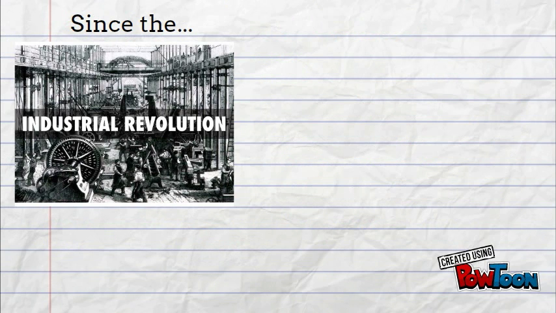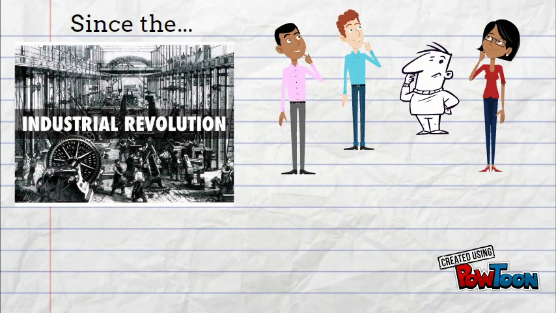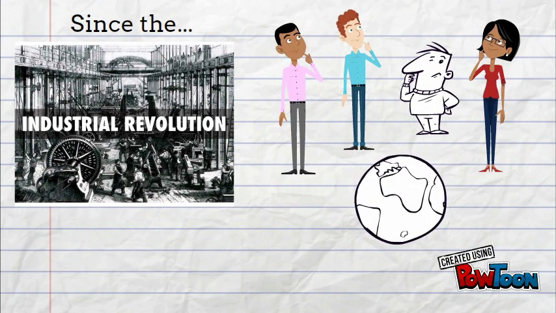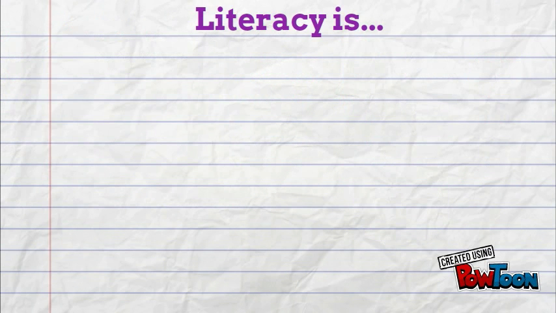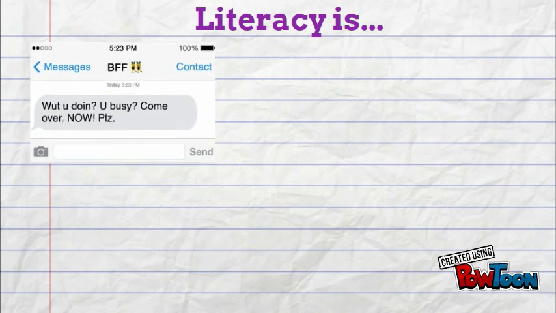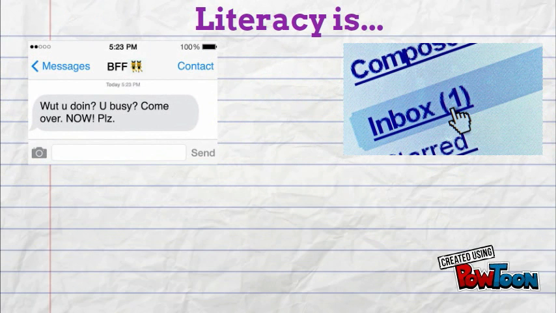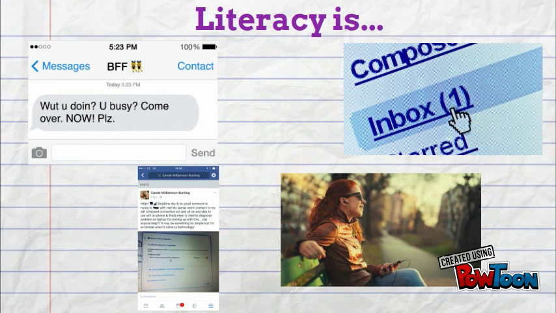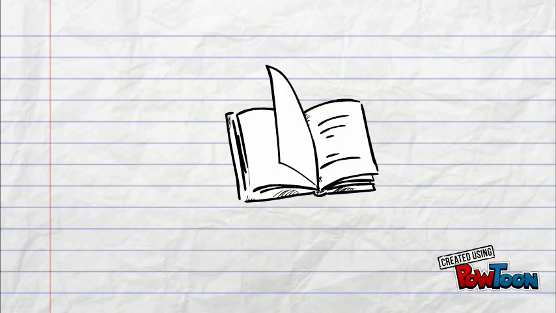Lancashire and Noble explained that since the Industrial Revolution, many changes have been made to how we understand and interpret the world. Nowadays, we use literacy in everyday social activities such as texting or emailing a friend, updating our Facebook status, or even listening to music.